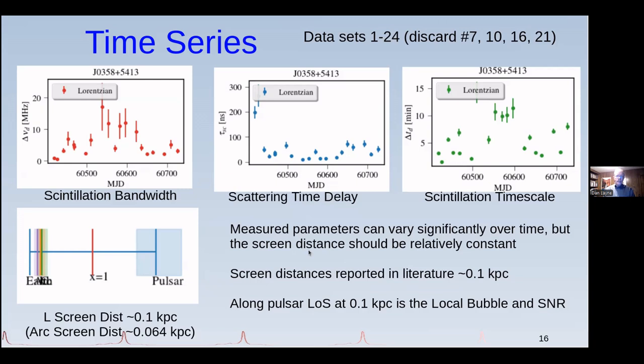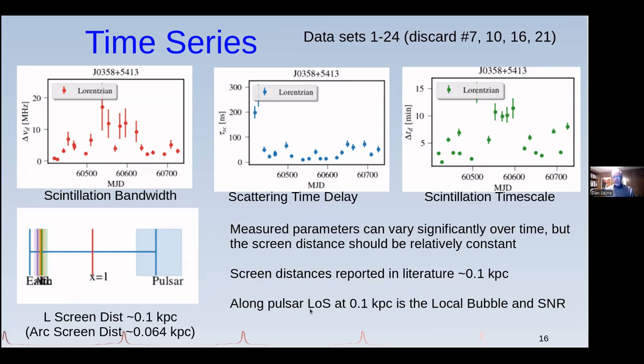If we're postulating a screen distance, it should stay relatively constant even as these other parameters move around. For this particular pulsar, there's not very much in the literature. What little I can find reports a dominant screen at roughly 1/10 of a kiloparsec, which would be 100 parsecs. And that's the same thing that I find. I'm actually calculating screen distance two different ways: a Gaussian or Lorentzian fit gets 1/10 of a kiloparsec, and then we're also taking the arc curvature, and it's a little bit less than that.